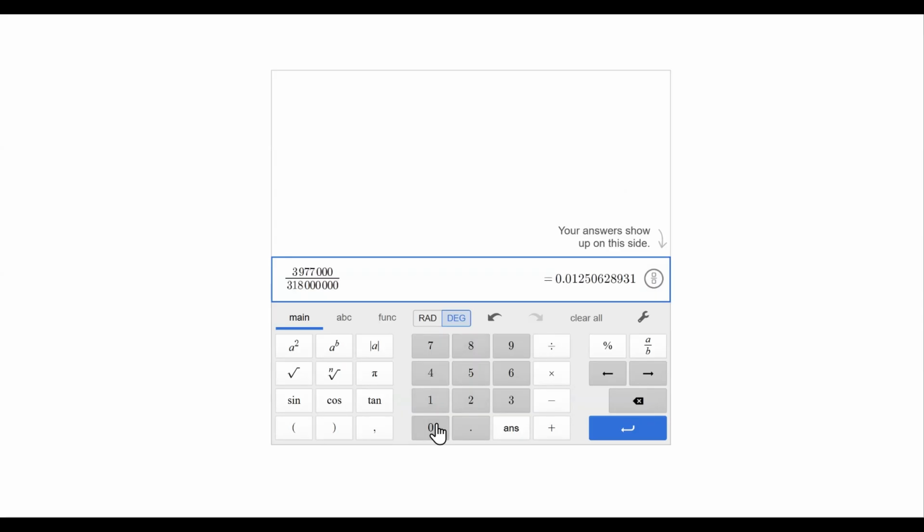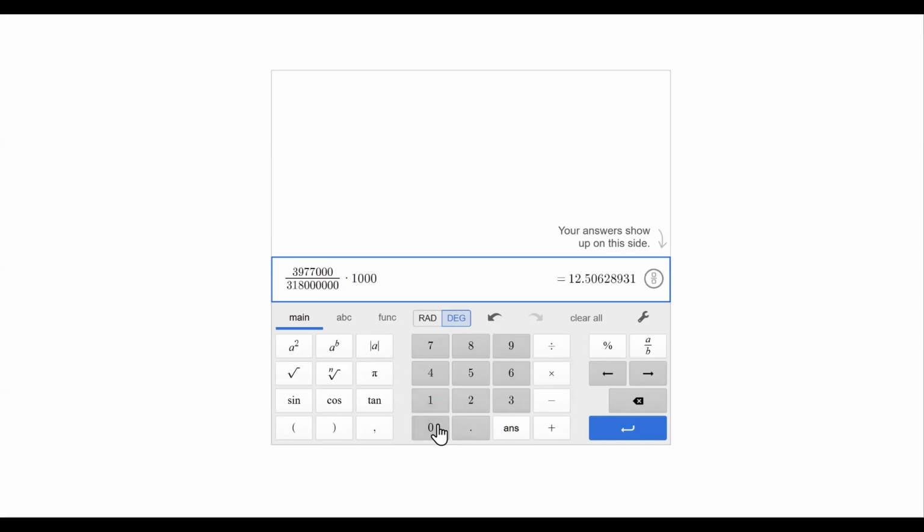Do I have too many zeros? Nope, that's right. So the number of births per one person is only 0.0125. That's not a very helpful number. But that's probably why they asked us to find the births per 1,000 people. So to get from where we are to where we want to be, all we need to do is multiply by 1,000. So let's just tack that on here.